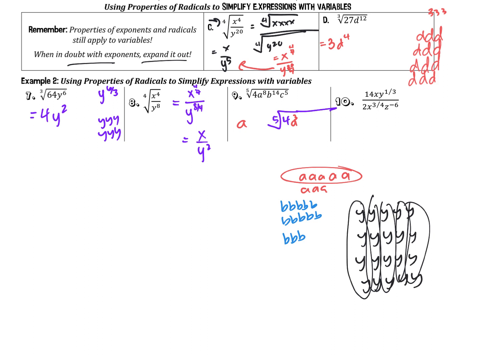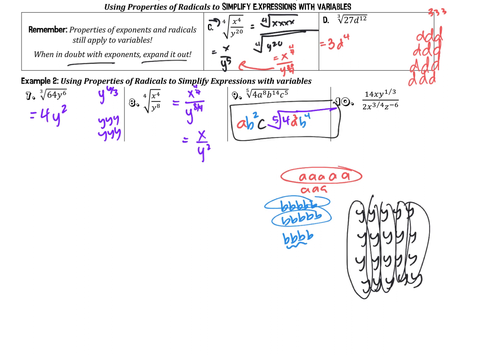So I have 10, 20, I need one more. So I have 2 sets that can come out, so B squared is going to come out, and then I have 4 left inside. For C, I have 5 of them, so the C is just going to come out and there won't be any C left over. So our final answer, our simplification, is going to be A B squared C times the 5th root of 4 times A to the 3rd, B to the 4th.